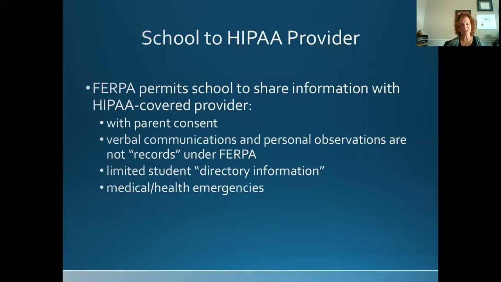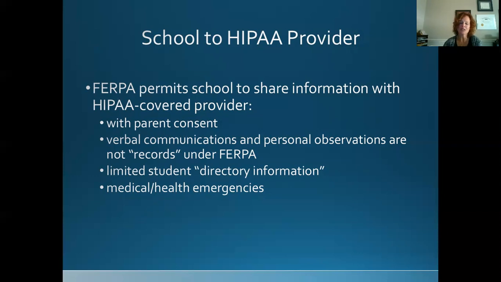So for example, a teacher or a school guidance counselor could share with an outside HIPAA covered provider what they witnessed with a student involving a bullying incident, for example. Because it was just a personal observation and it's being verbally communicated, it's not a record under FERPA, and that disclosure can be made. Also, I talked about limited student directory information, which could include dates of attendance.